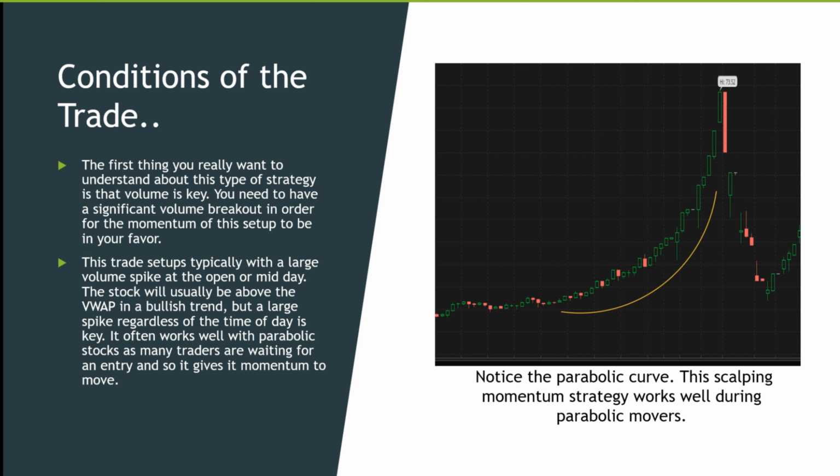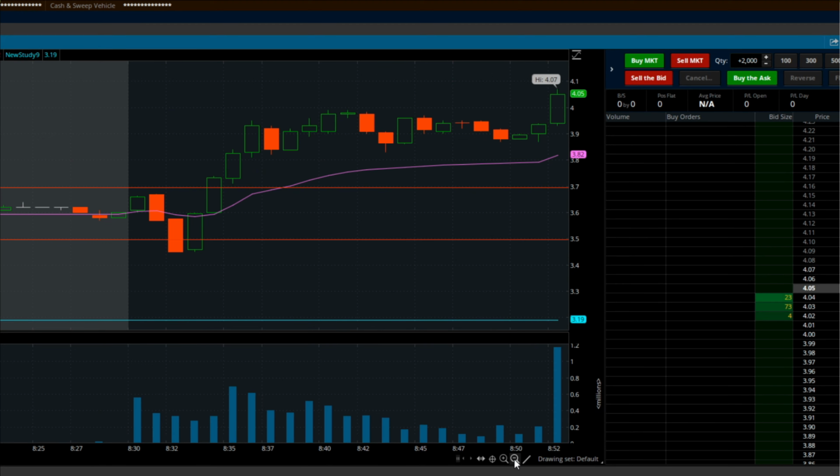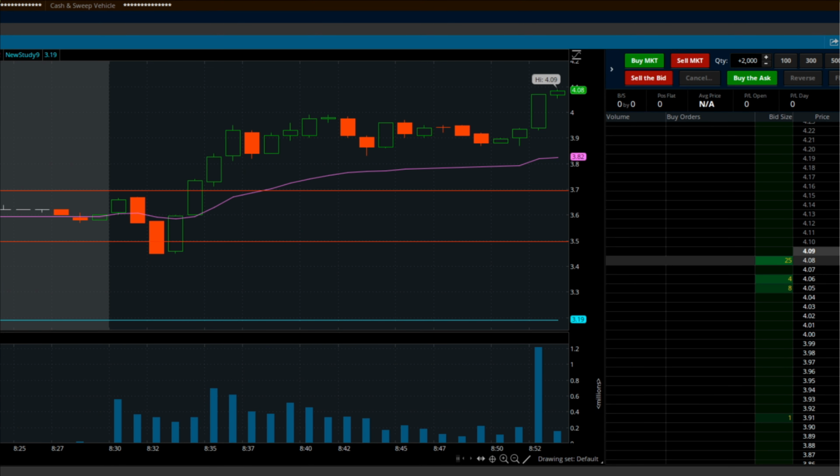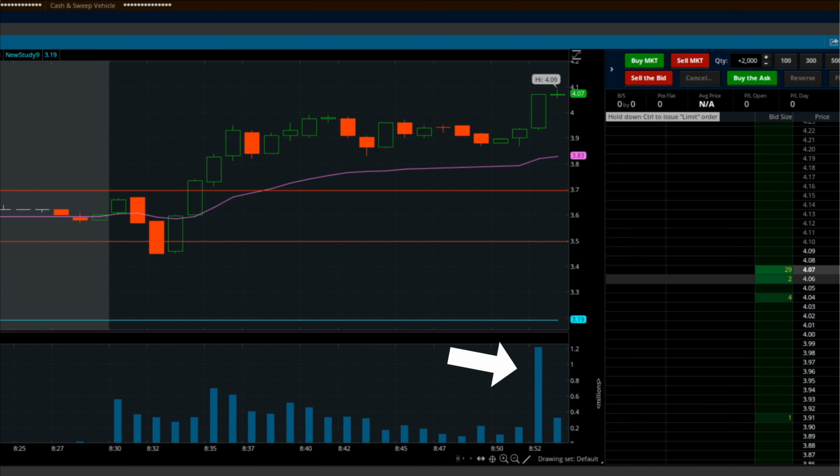And so it needs to have volume. Volume is super important with this strategy. It's a scalping strategy, and a lot of times volume is super important with most scalping strategies. So that's something you want to understand with this. Look for big volume coming in.